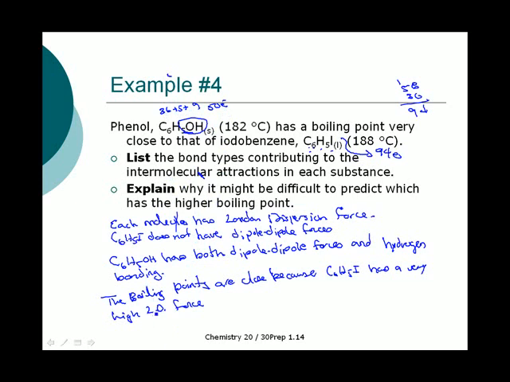So it says high London dispersion force with nearly twice as many electrons as C6H5OH.